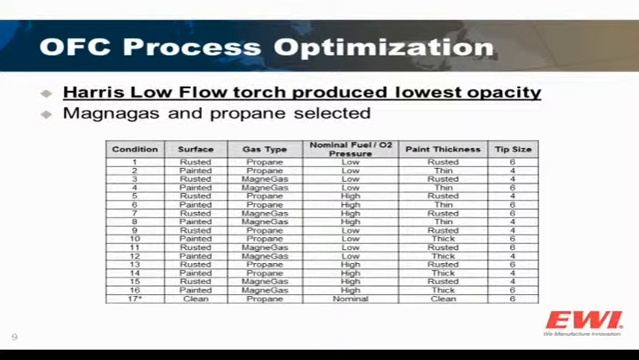For paint thickness, we had rusted, which obviously isn't painted, and then we had what we call thin paint and thick paint. So we took a bunch of plates and on half of them we put 15 thousandths inch thick paint on both sides, and on half of them we put 30 thousandths inch thick paint. So this is representative of what's actually in the shipyards. So that was our paint thickness condition. Gas types, propane and methane gas. Nominal fuel O2 pressure. So we had a low setting and a high setting for each fuel gas.